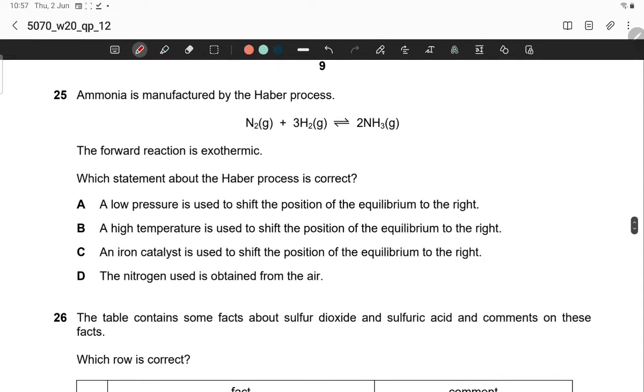Ammonia is manufactured by the Haber process. The forward reaction is exothermic. Which statement about the Haber process is correct? A: low pressure is used to shift the position of equilibrium, so this is incorrect. B: high pressure is used to shift the position of equilibrium, but high temperature shifts the reaction backward, because the forward reaction is exothermic. So increasing temperature will shift the reaction backward.